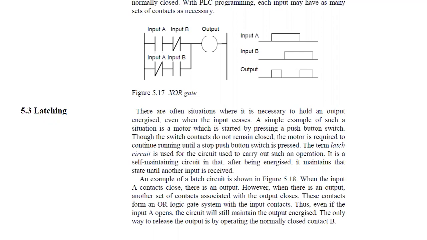And going with the example, by energized we mean that the motor will continue running. The only way to release the output is to activate the normally closed contact, that is the B button, that is the B input. So when you activate the normally closed button, that is the only way that you'll have your output de-energized, or you release your output.